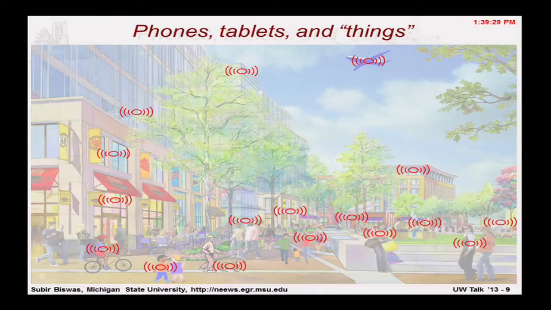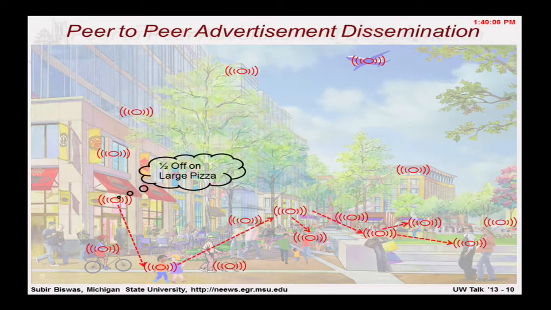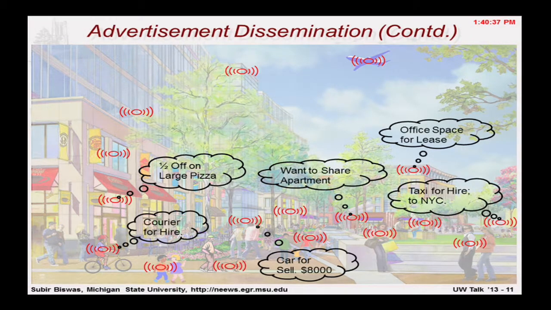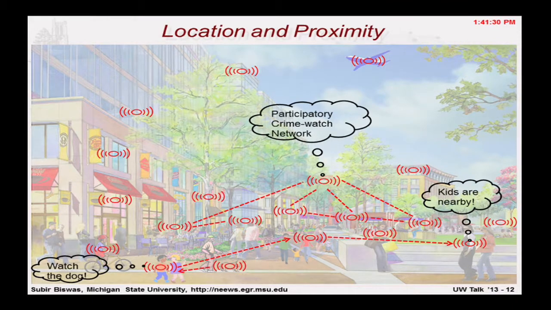So the idea is that you have these mobile devices, mobile phones and this kind of device, that are implicitly embedded into this society. And the question is, using that, what kind of applications can you build? You have probably seen this kind of example a lot, so I'll quickly go by this. You can have peer-to-peer advertisement dissemination of different types, or you can also build location-based applications. These are things that have also been talked about much.